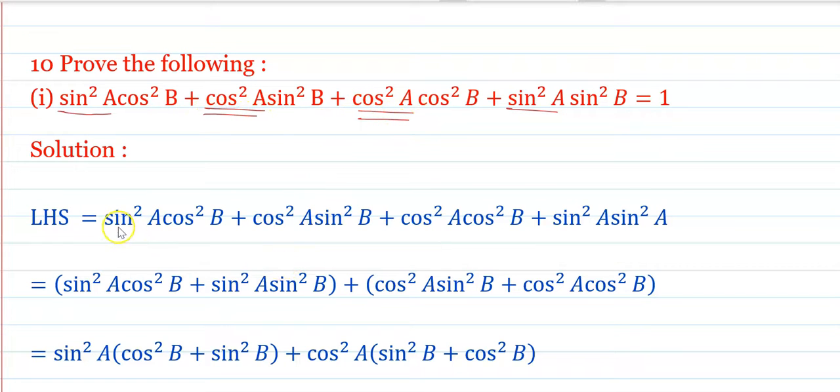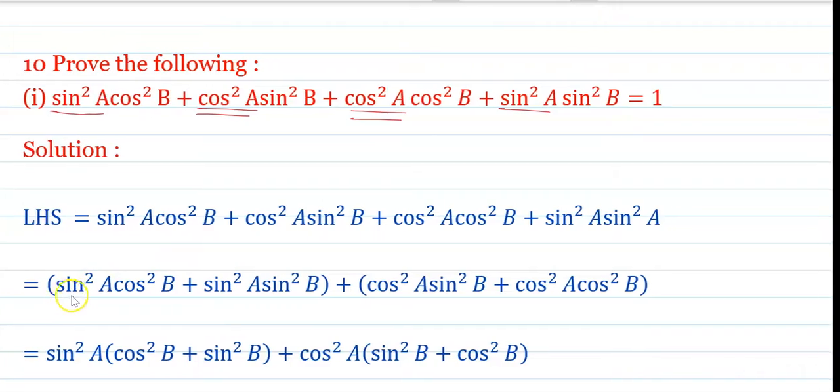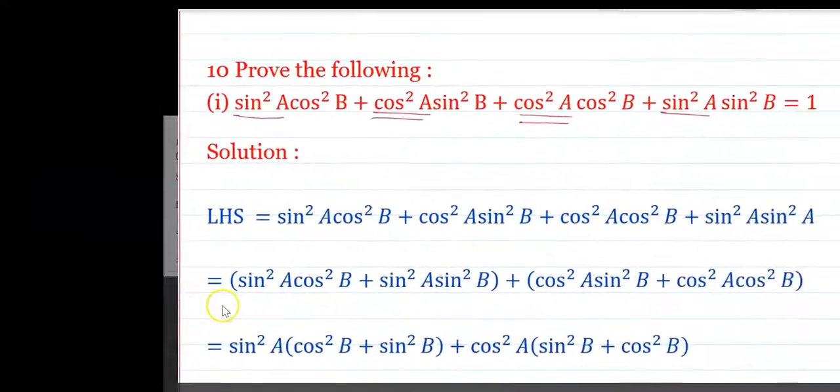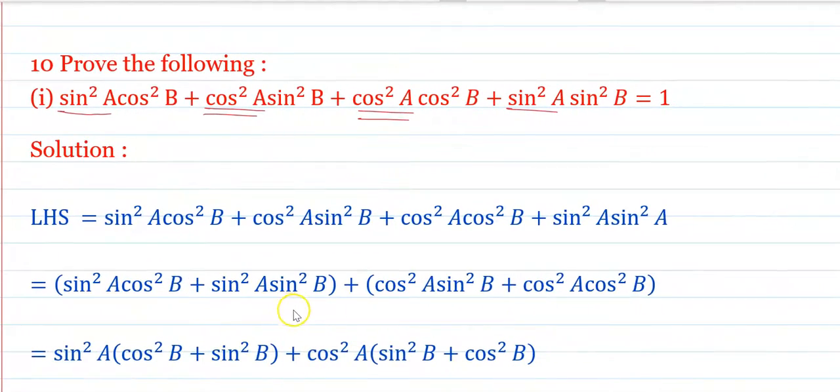Now see this here: sin²A cos²B + cos²A sin²B + cos²A cos²B + sin²A sin²B. Now, sin²A cos²B + sin²A sin²B + cos²A sin²B + cos²A cos²B. From these two terms we take the common sin²A. Then in the bracket you will get cos²B + sin²B.